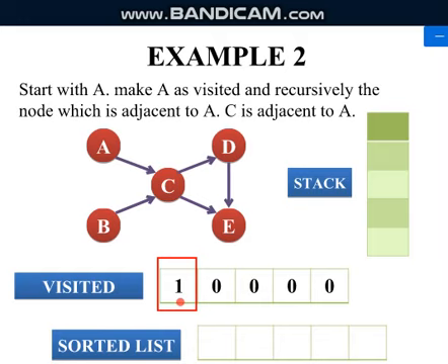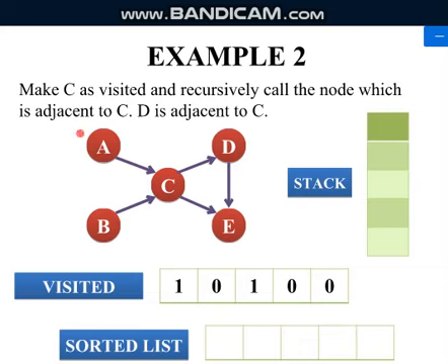Okay, so the size of the array is 5. Just assume that this is A, B, C, D, E in order. So A is visited. Then I will call the node which is adjacent to A recursively. From A you can reach C, so C is called recursively. You are not going to put that on the stack until you reach the dead end.